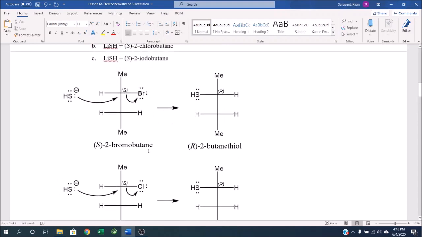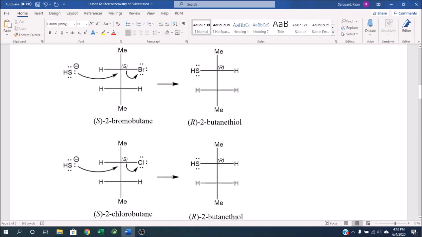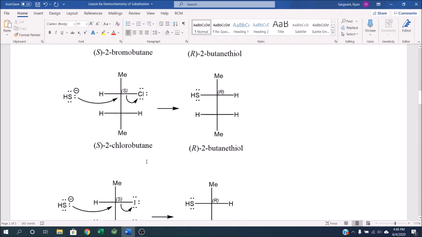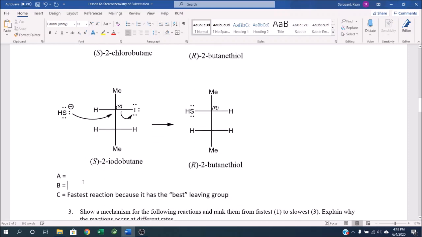Of the remaining two right here, the chloride is the worst leaving group of all three of them. It is the smallest negative charge. It's not distributed across the very large ion, and so this would be the slowest reaction because it has the worst leaving group.